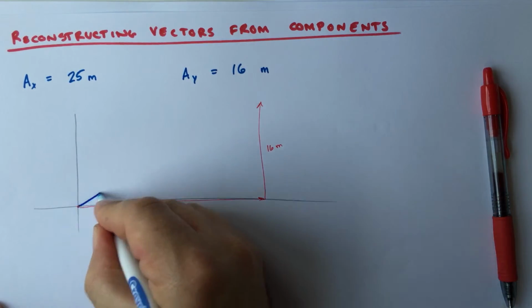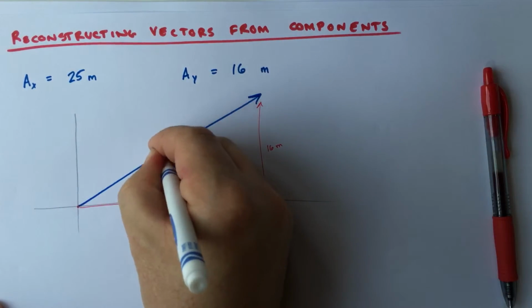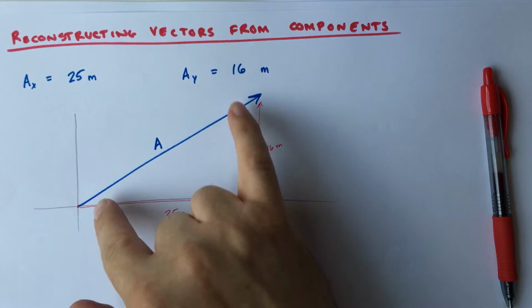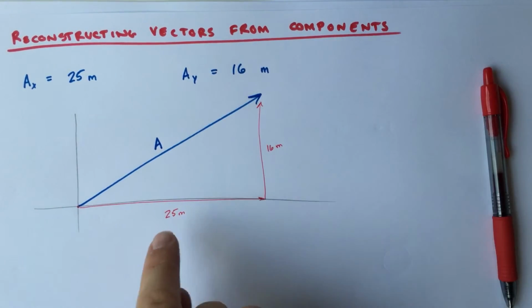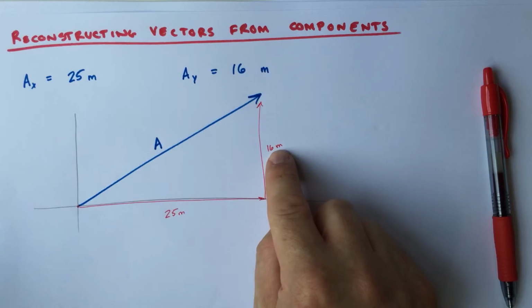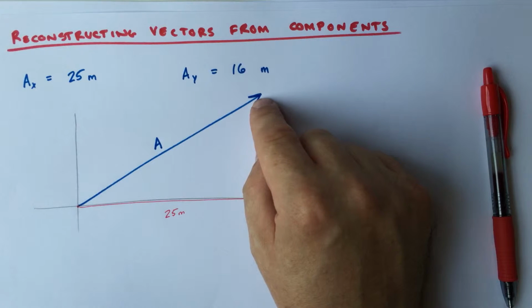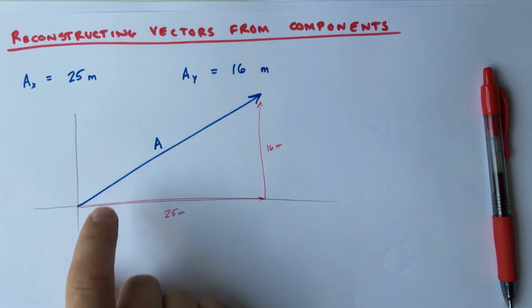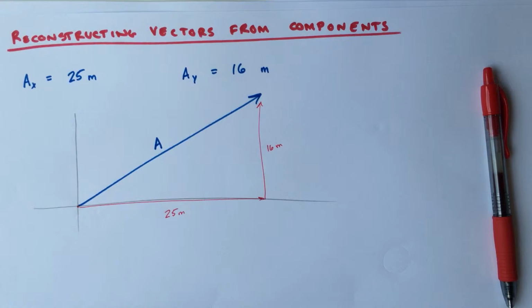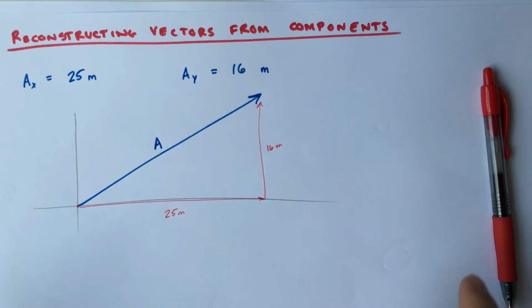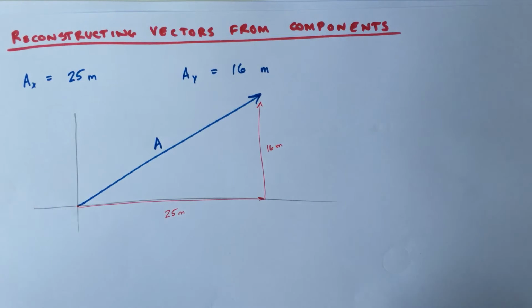So A would be a vector that would go something like that. Now, we could figure out what A is graphically by drawing this 25 and this 16 to scale, taking a measurement of A, and then also finding this angle using a protractor.